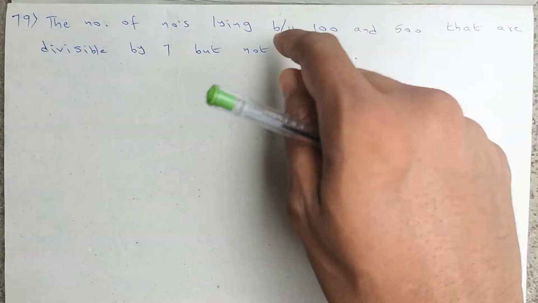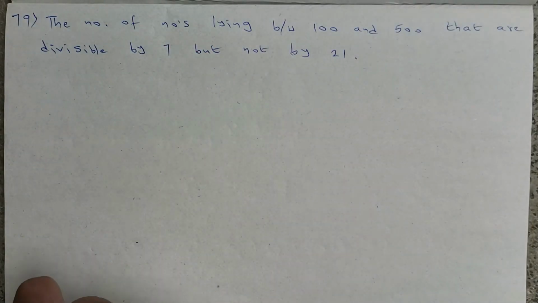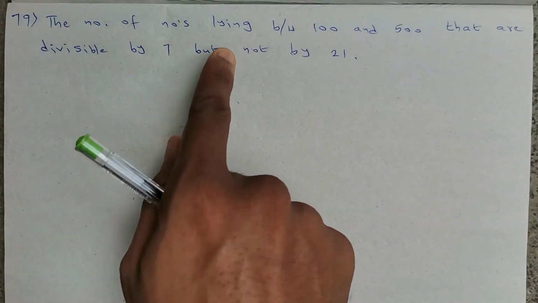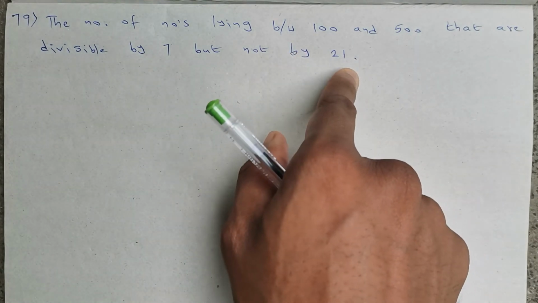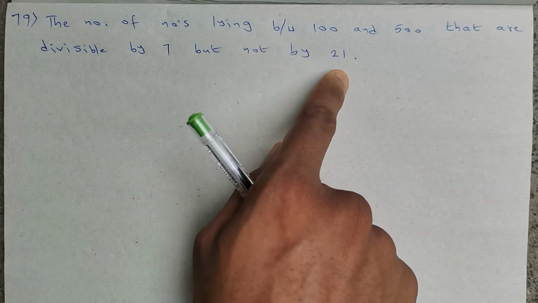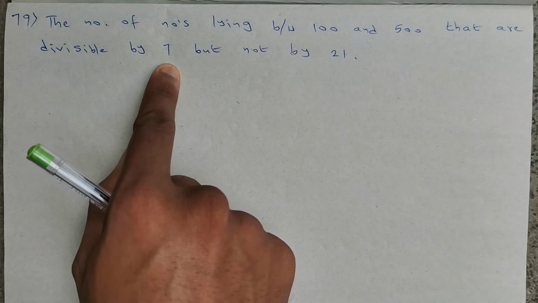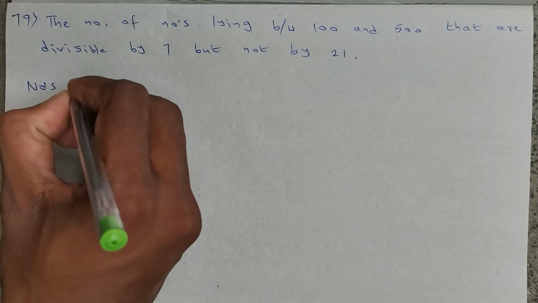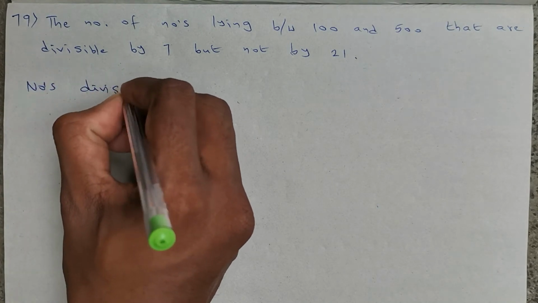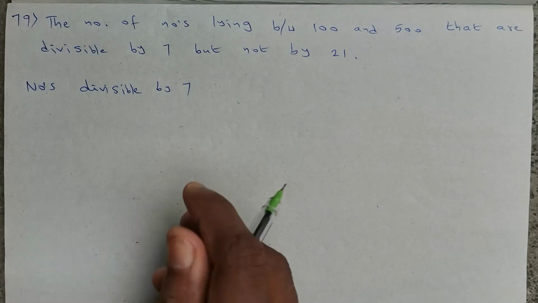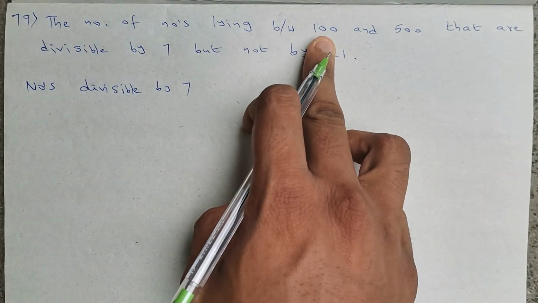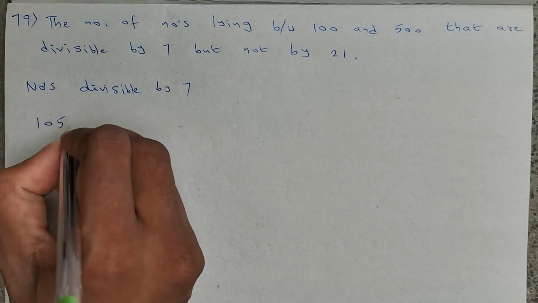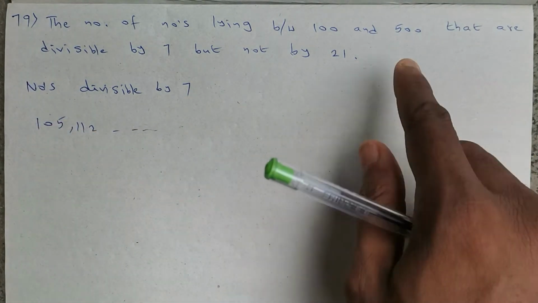Okay, the next question is: the number of numbers lying between 100 and 500 that are divisible by 7 but not divisible by 21. So first I will find how many numbers between 100 and 500 are divisible by 7. After 100, 101, 102, 103, 104 are not divisible by 7, and 105 is divisible. Starting from 105, then 112 and so on till 500.